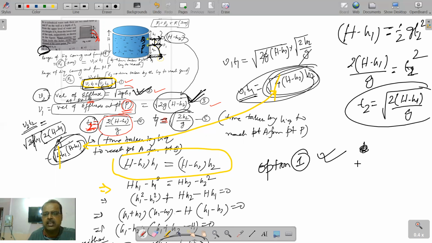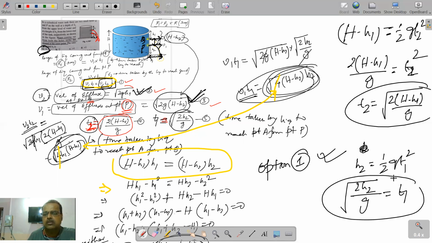In the next case it is h2. So we can say h2 is equal to half into g T square. That is for the second velocity, that is V1. So we can say 2 into h2 divided by g, root over of this, comes down to T1. So this is the way the time taken by the liquid to reach the ground from the point P as well as from the point Q, that we have calculated separately.